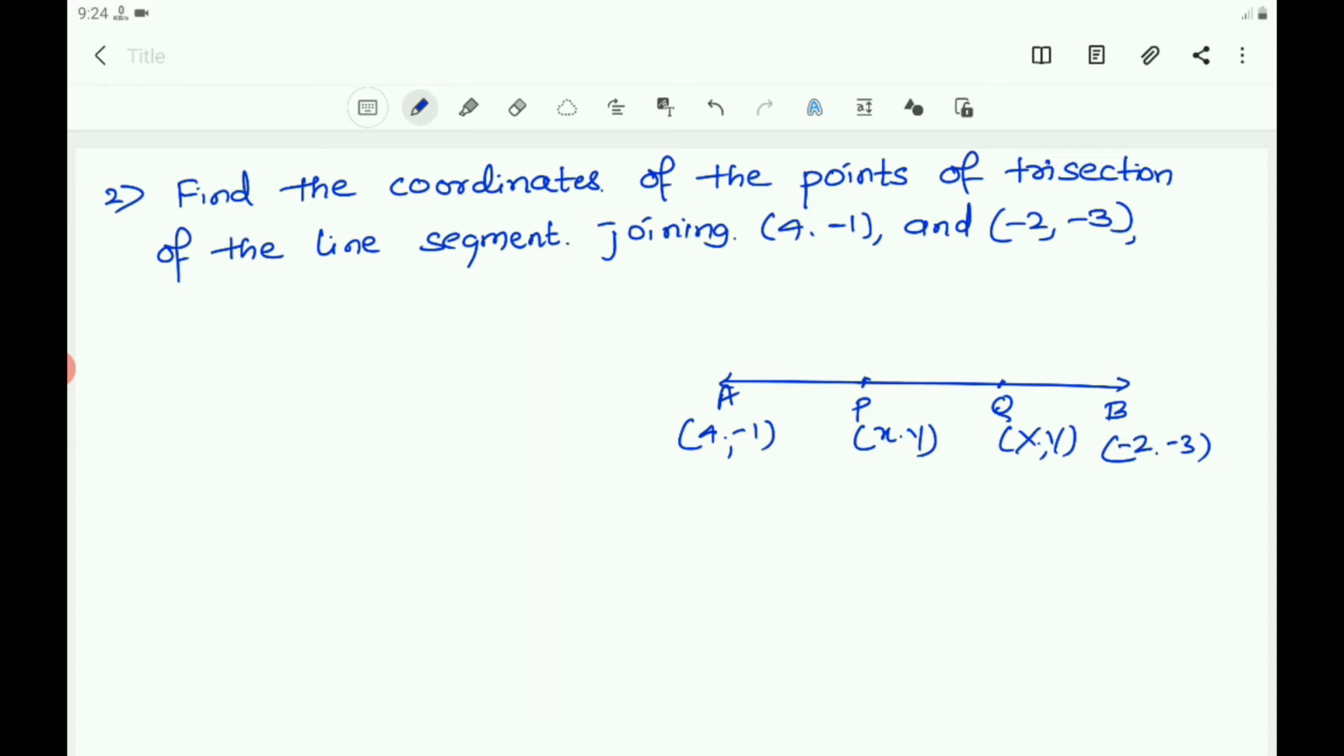Now you know that as P and Q are the trisecting points, AP, PQ and QB are equal.